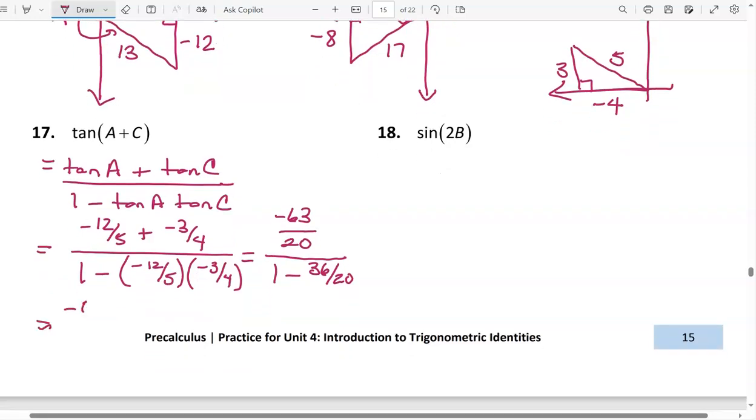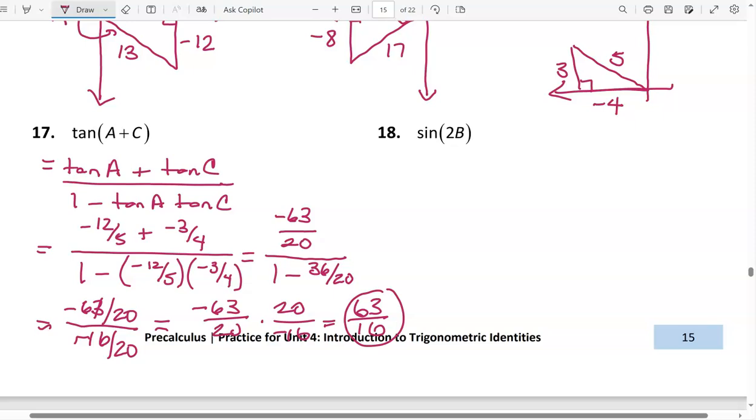One step more, that's negative 63/20 divided by negative 16/20. When we divide fractions, you multiply by the reciprocal. And so a negative divided by a negative is positive, and so that gives us 63/16.